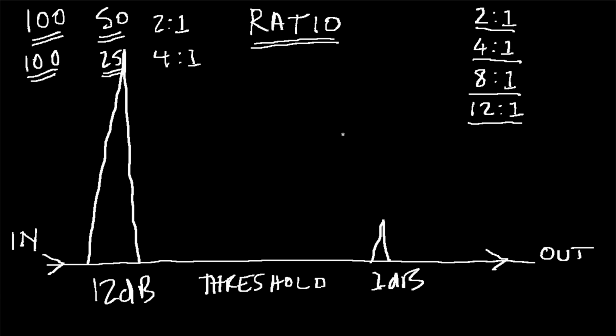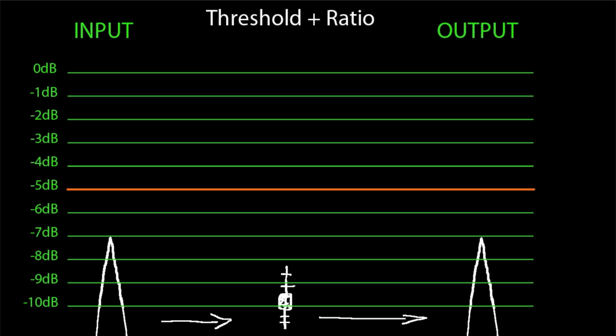Okay, so the ratio is just an expression of how much the signal is going to be reduced by as a ratio, input versus output. Right? Let's go back and look at our dB scale here. All right, and let's look at 3 different compression ratios: 2 to 1, 4 to 1, and 8 to 1.